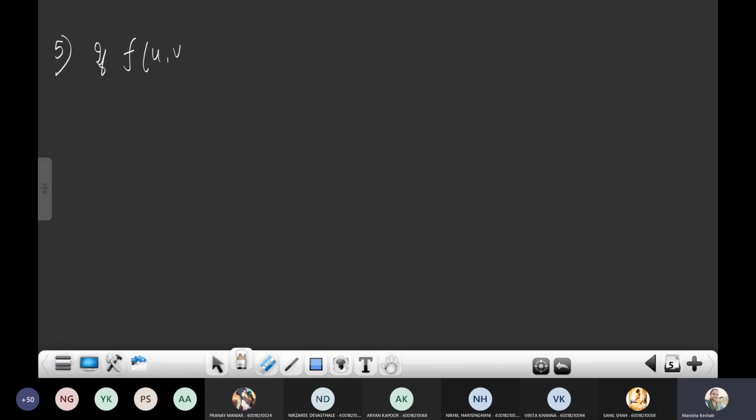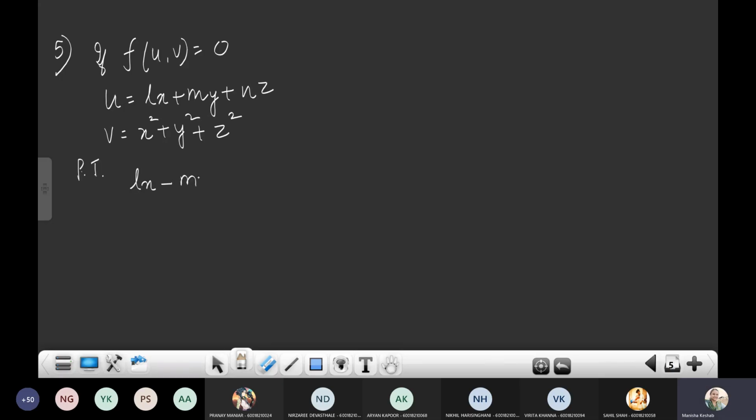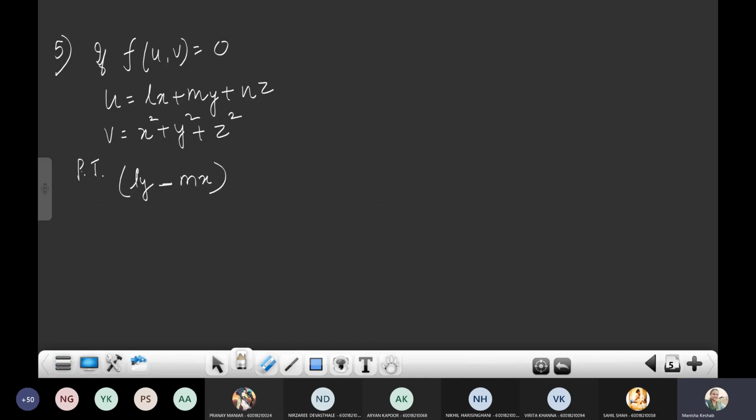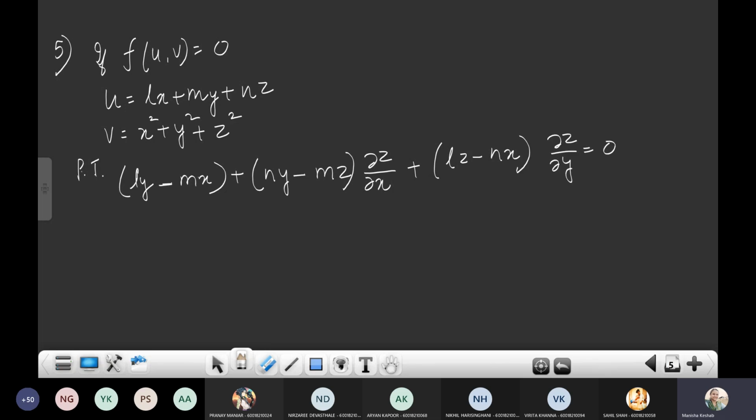Next, given that f(u, v) = 0, where u = lx + my + nz and v = x² + y² + z², prove that (Ly − Mx) plus (Ny − Mz)... then we have ∂z/∂x plus (Lz − Nx) into ∂z/∂y is equal to... this is a little interesting.